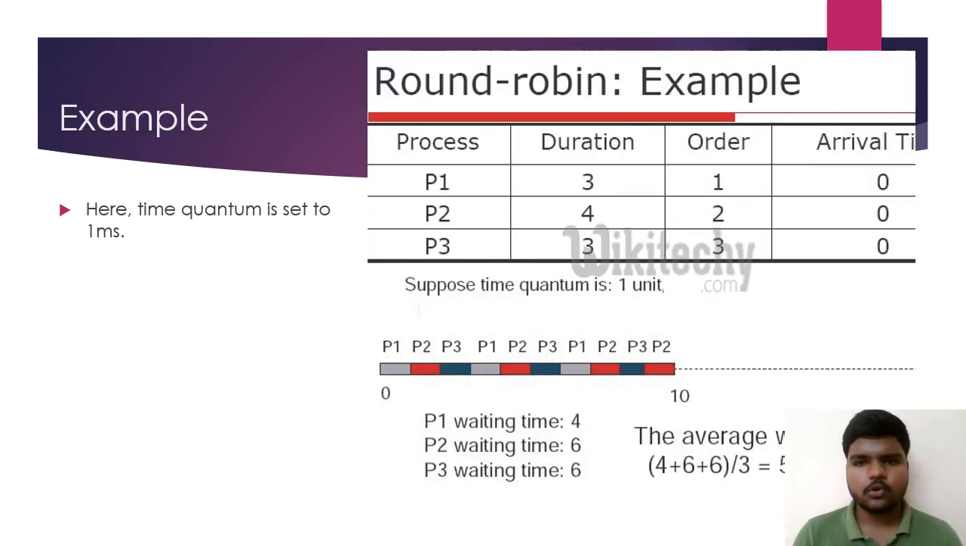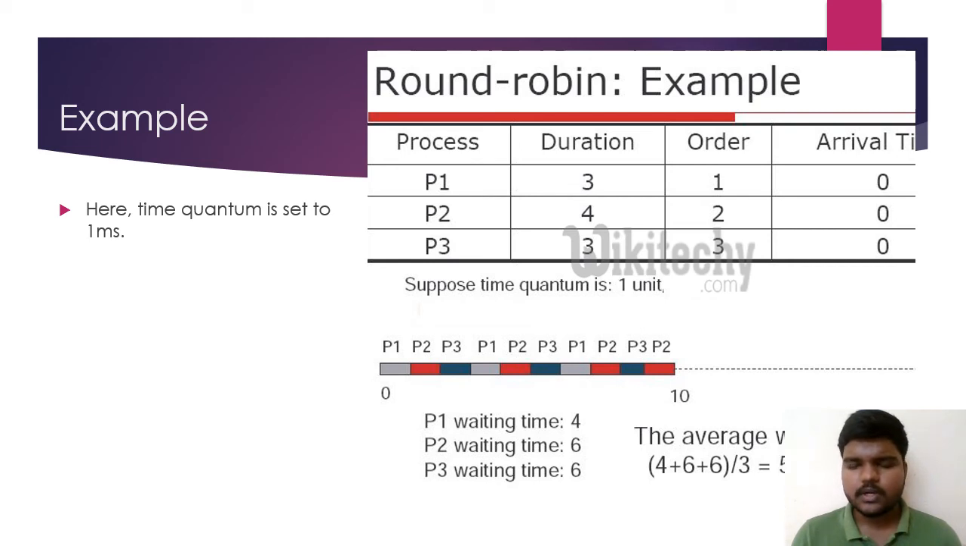Here is an example of the round robin algorithm. Here we have three processes and their burst times in order. The arrival time of all processes is 0. Here we are assuming that the time quantum is 1 unit. So in the given order, P1, P2 and P3 are executed in order.